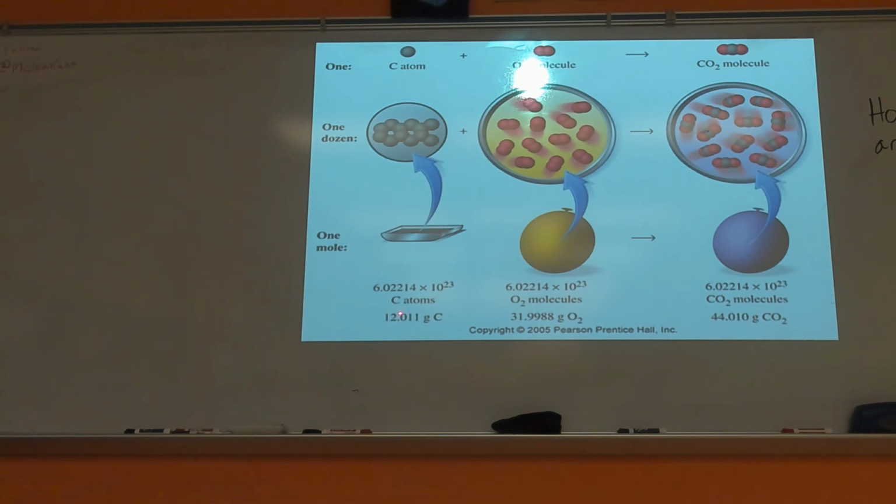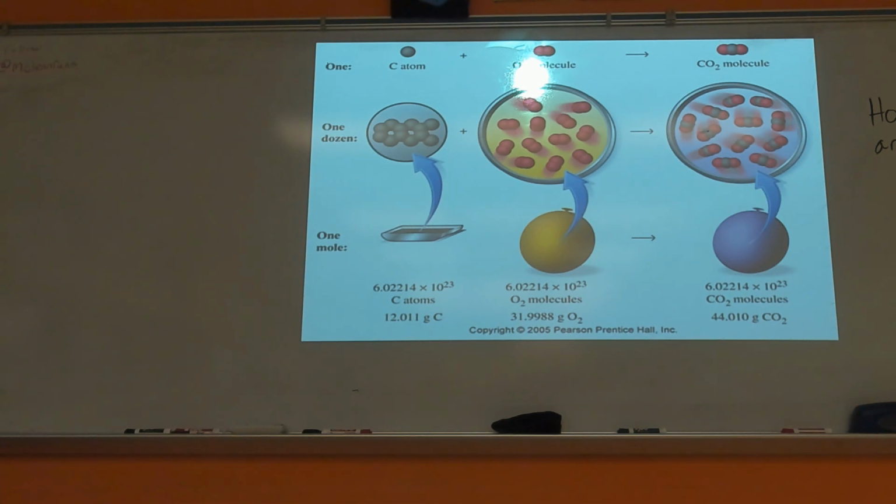Okay, 6.022 times 10 to the 23rd atoms. We call that number the 6.022, and it can get expanded out 6.02214. You can even just say 6.02. That's fine. That's called Avogadro's number. So you're going to get very familiar with Avogadro's number.